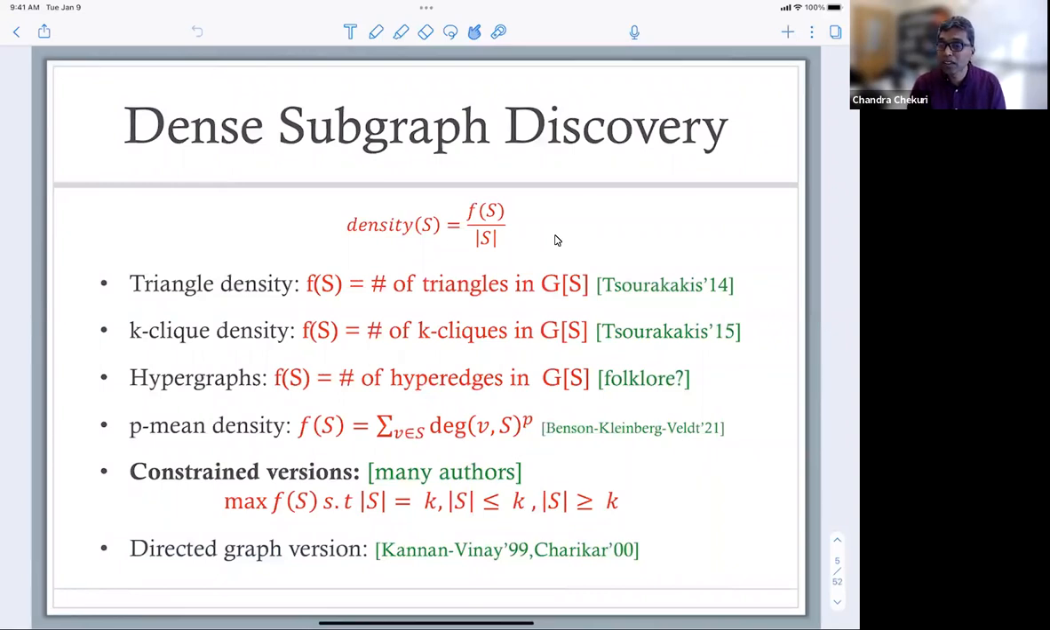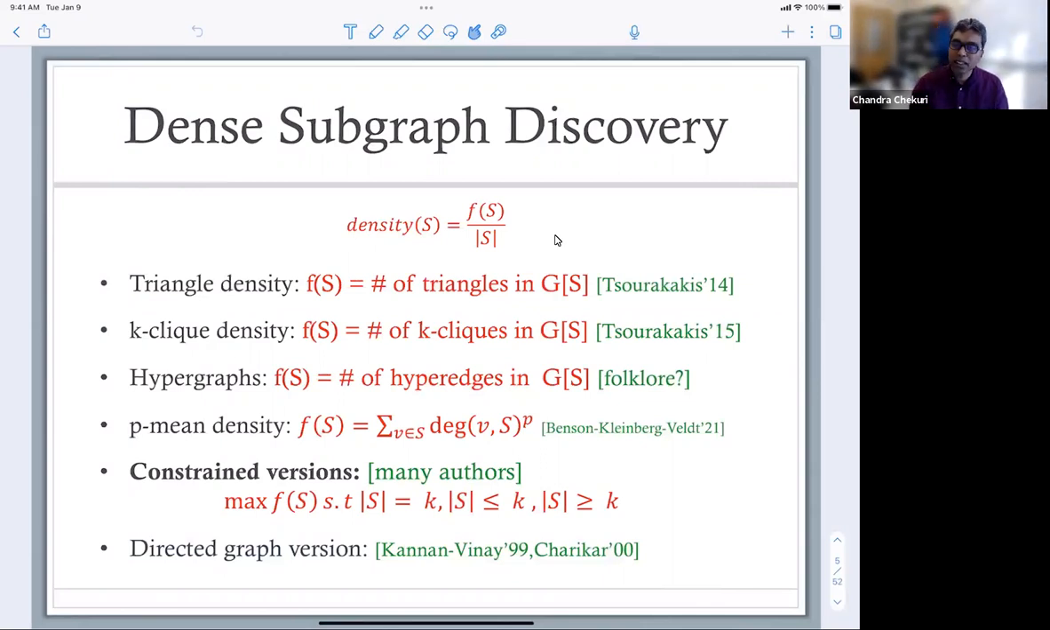For example, why only count the number of edges in the graph? Some people count the number of triangles in the set, or some cliques in the set. So instead of counting edges, you count triangles or triangles plus cliques or triangles plus edges, whatever you want to define, some function of the set you are looking for. You can define it for hypergraphs, and you can define some other measures. For example, recently, Benson, Kleinberg, and Welt defined this p-mean density, where instead of counting degrees, you count degrees raised to the power of p. You can do directed graphs, you can do constraint versions.